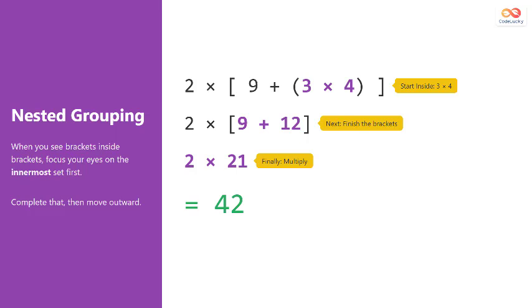Here is a harder one with nested grouping. 2 times bracket 9 plus parenthesis 3 times 4 close parenthesis close bracket. We start with the inner parenthesis. 3 times 4 is 12. Now we solve the outer bracket. 9 plus 12 is 21. Finally, 2 times 21 is 42.